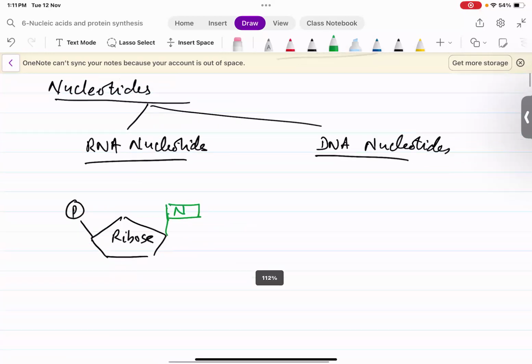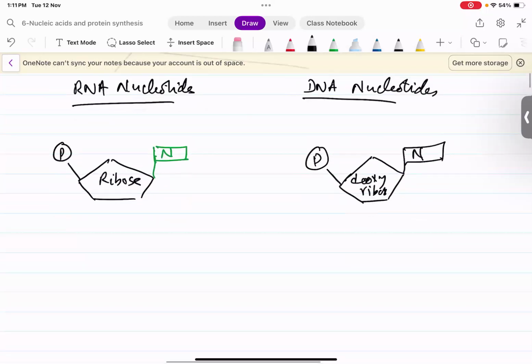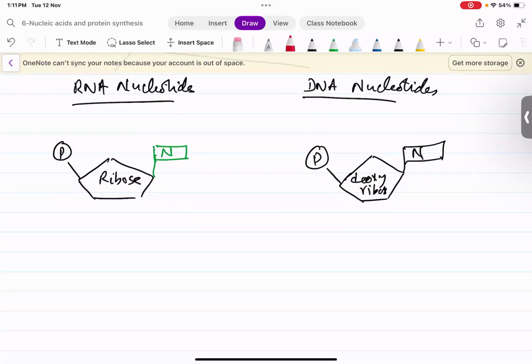Similarly, DNA has deoxyribose, and it has a phosphate group attached with it, and it also has a nitrogen base here. So this structure is the same in all RNA nucleotides because they have a ribose and phosphate group, and this is the same in DNA nucleotides, but they differ from each other.